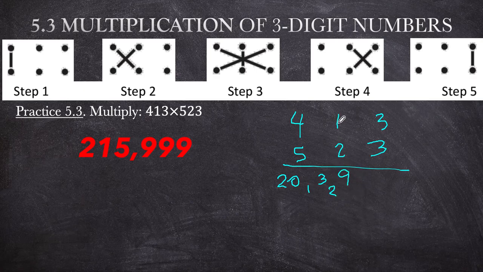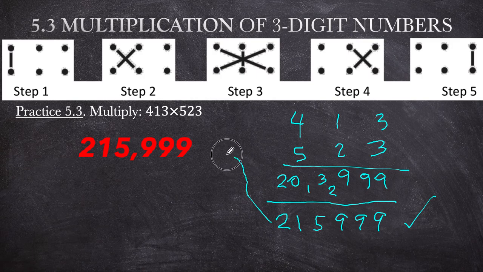And then what we have is 1 times 3 plus 3 times 2. 3 times 2 is 6. 1 times 3 is 3. So 6 plus 3 is going to give us 9. And then 3 times 3 is 9. So let's fix the necessary carries. What we have is 2, 1, 5, 9, 9, 9, which is pretty much the same as our final answer here.